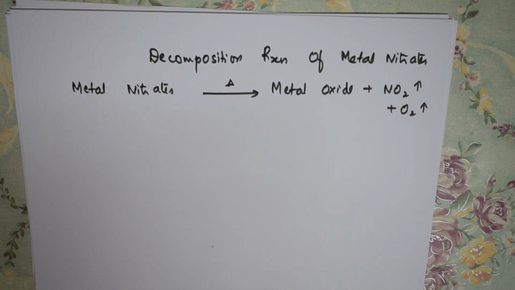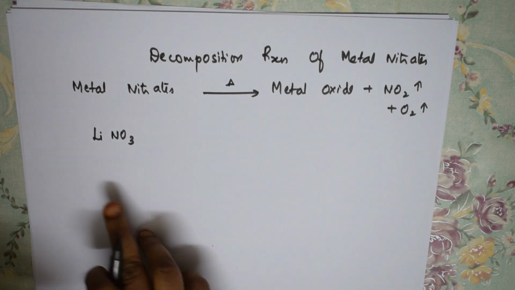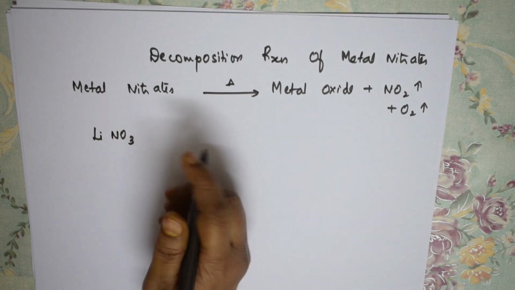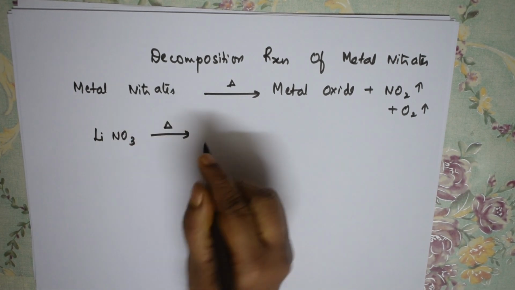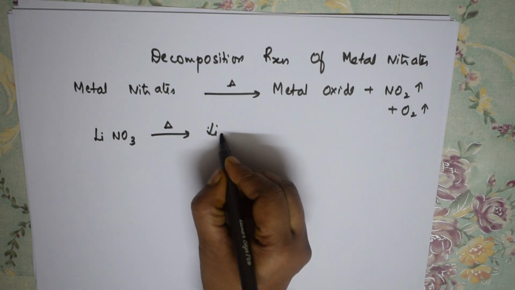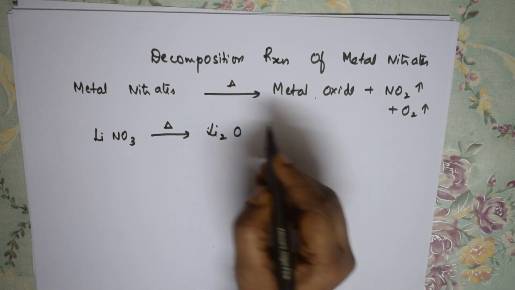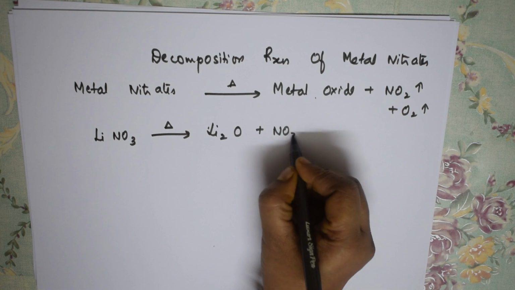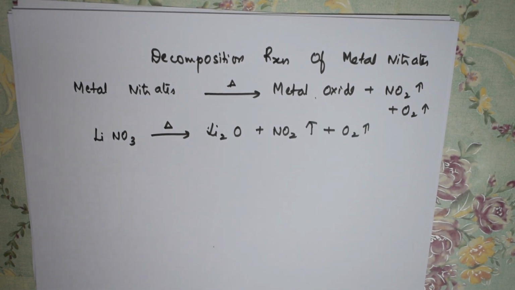Here metal nitrates can be anything, like group 1, group 2, transition metal elements, not a problem. Let me start with the basic thing, that is lithium nitrate. Here lithium nitrate valency is +1, -1. You're heating it. So this is your metal nitrate. Metal oxide, what is the metal oxide? It is Li2O, because oxygen valency is -2, lithium is +1. What will I get? I'll be getting NO2 gas plus oxygen gas. This is fine. Correct now?